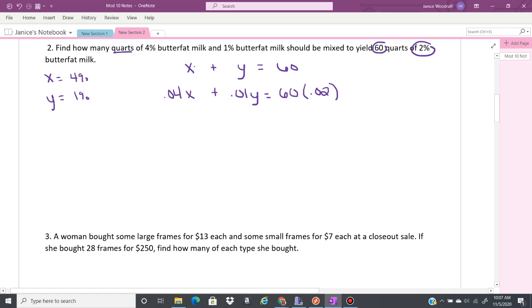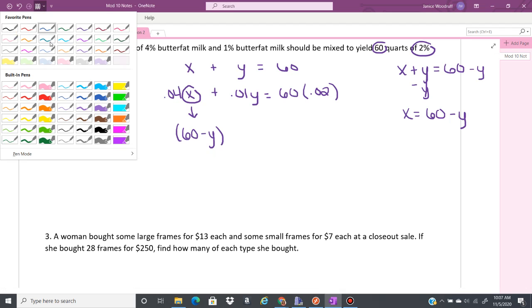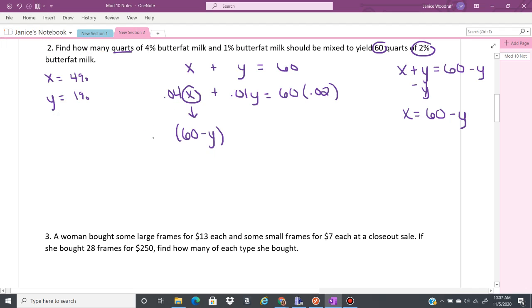So what I'm going to do here is take this x plus y equals 60, and I'm going to solve using substitution. So I'm going to go x plus y equals 60, and I'm just going to subtract the y from both sides. And I'm going to make this equation x equals 60 minus y. Then I'm going to use substitution to plug that into the second equation for this x. So this x is going to be 60 minus y. And then I'm going to bring down the rest of the problem.